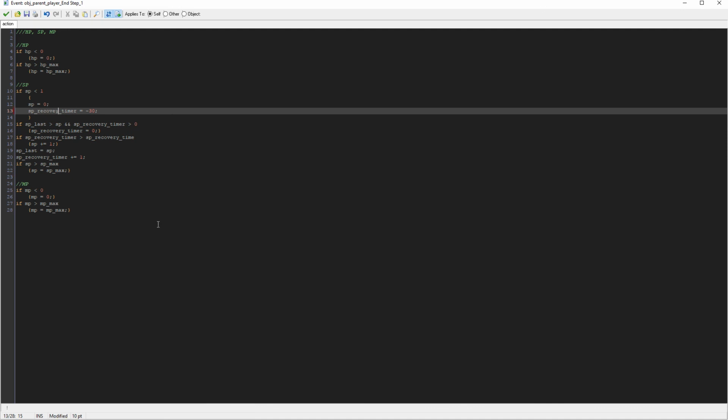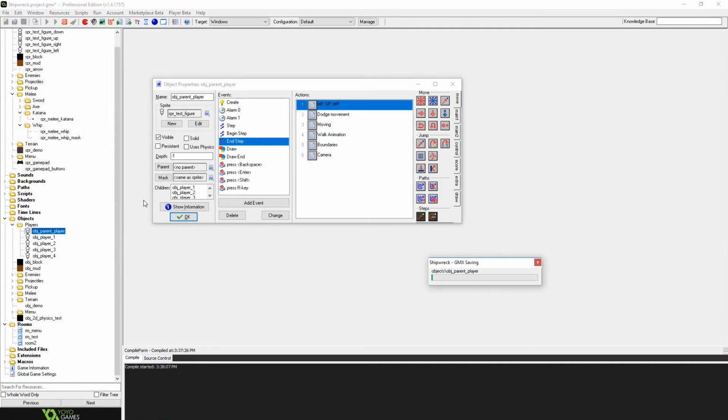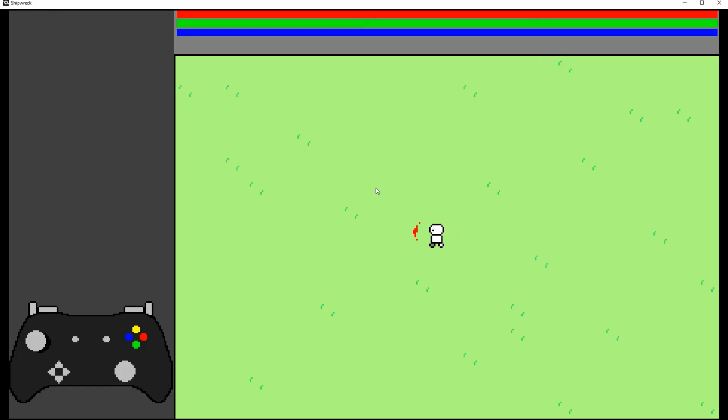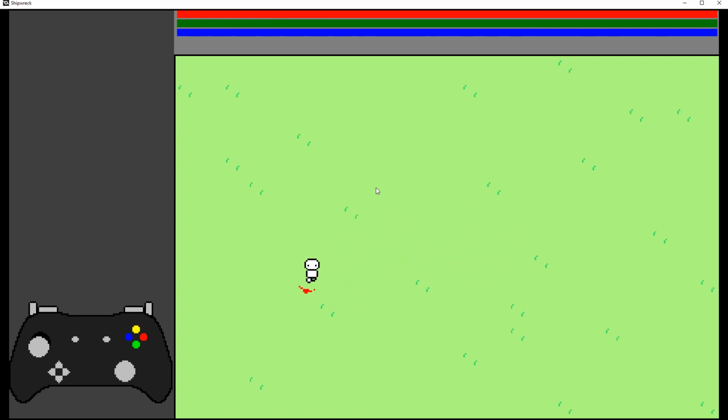Oh. SP recovery timer. Okay. I need to get moving soon. Yep, we are stuck at no stamina.